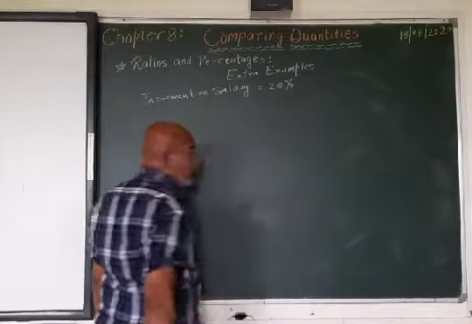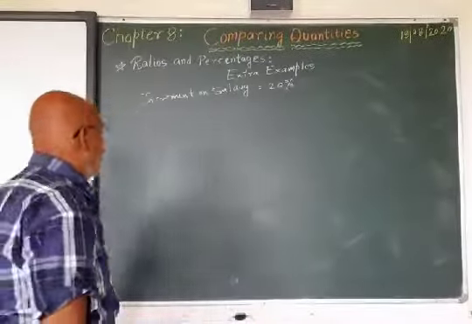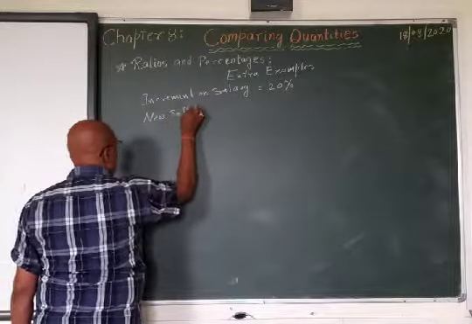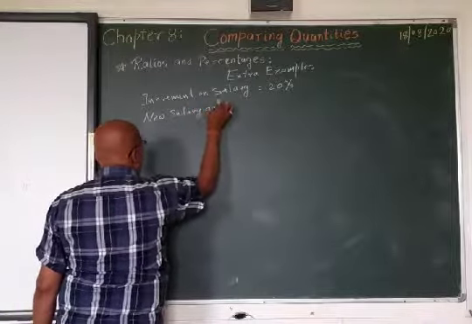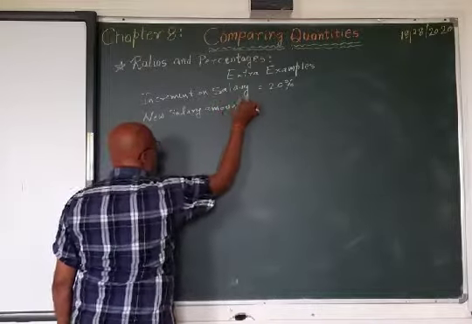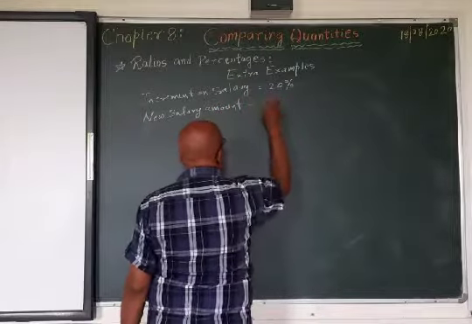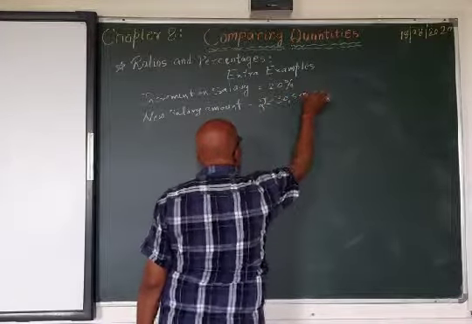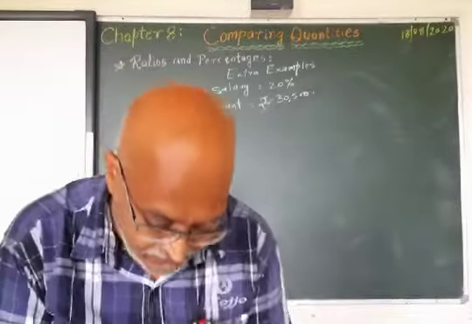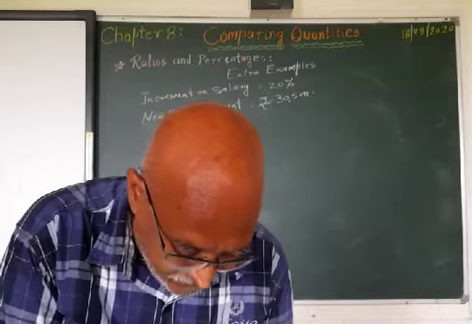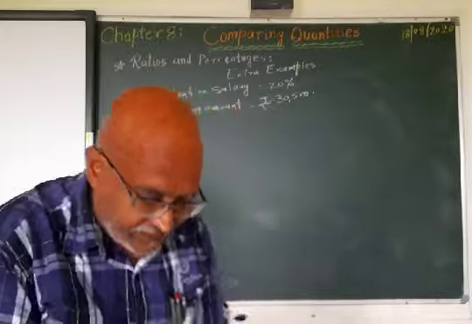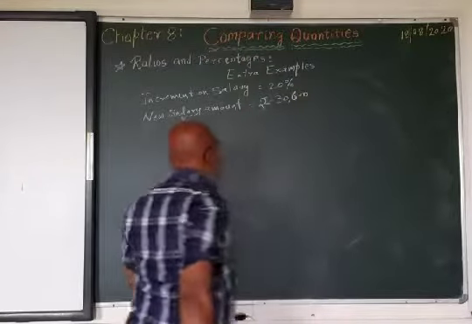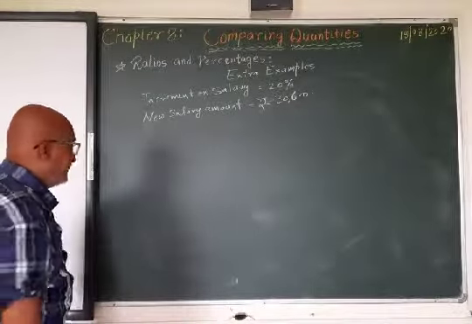20%. How much was the increment obtained? 20%. New salary amount equal to rupees 30,600. This is the new salary, sorry, 600 it is. What was his salary before the increment? Now you have to find the original salary.